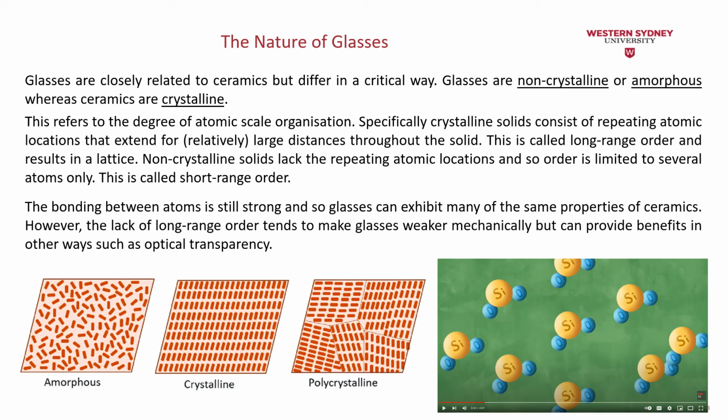The bonding between the atoms is still strong, and so glasses can exhibit many of the same properties of the ceramics. However, the lack of the long range order tends to make the glasses weaker mechanically, but can provide benefits in other ways, such as optical transparency.